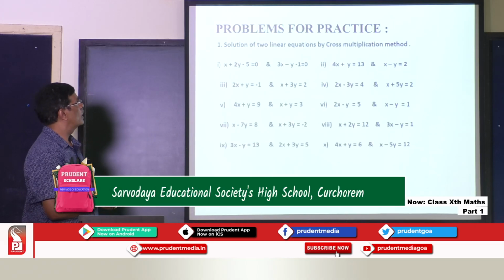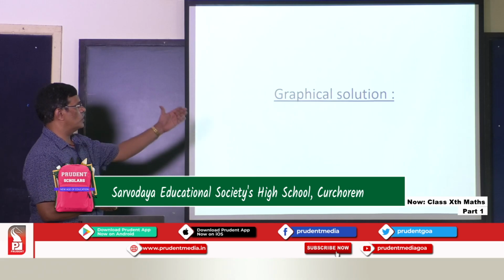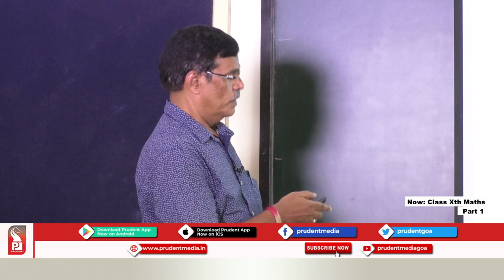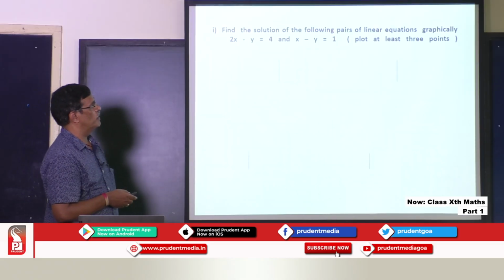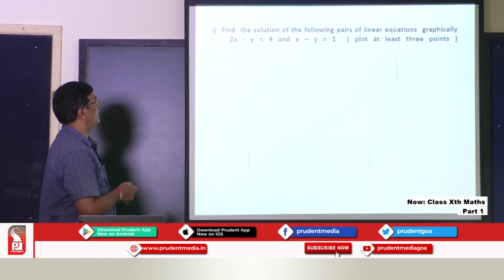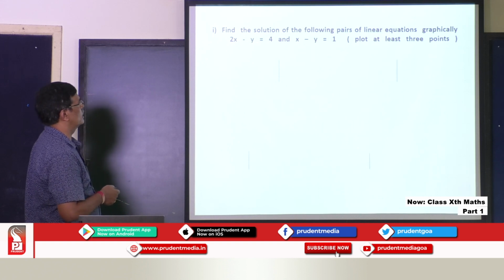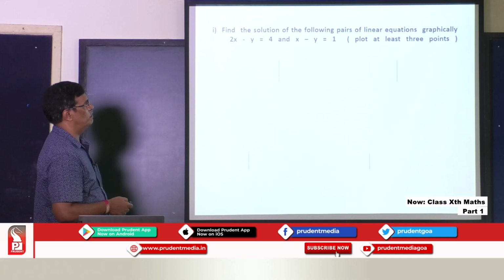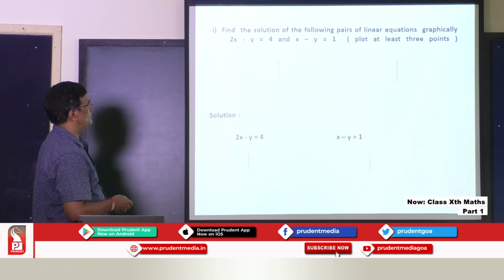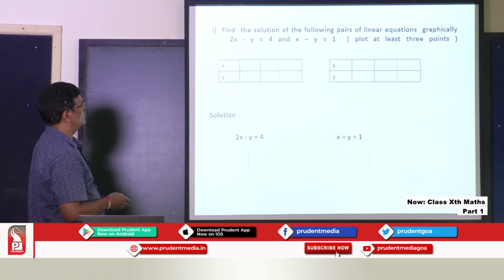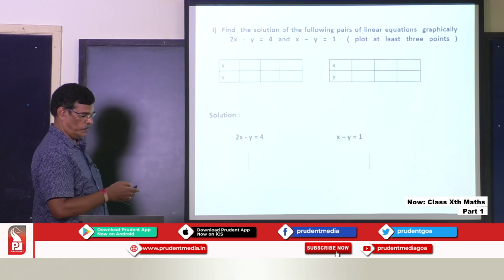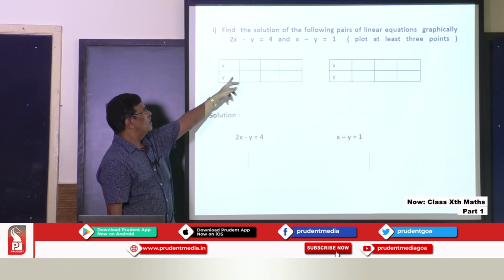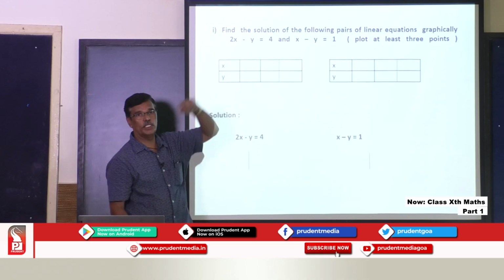Here, graphical solution we are taking now. Let me take one problem here. Find the solution of the following pairs of linear equations graphically. I have taken here equation 2x minus y is equal to 4 and x minus y is equal to 1. Plot at least 3 points. See here, you have to draw a table like this. 2 tables you have to draw for the 2 equations that are given.